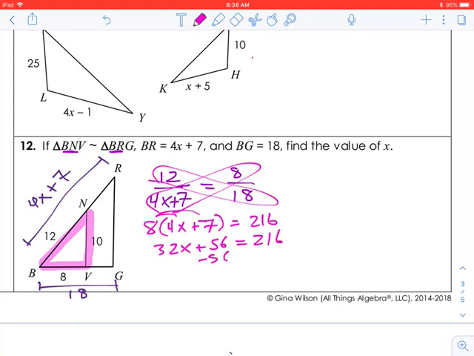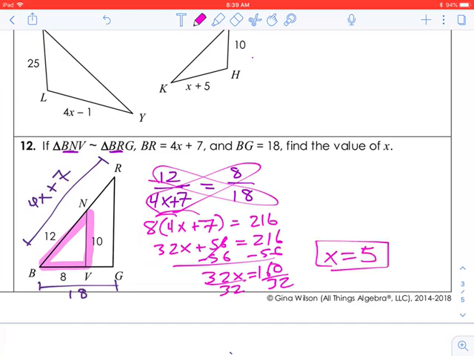Now we can go ahead and solve for x. So I subtract 56 from both sides. 216 minus 56 is going to be 160. And that looks like it's going to come out nicely, but I'm not really sure without a calculator. So 160 divided by 32 is 5. And there's our x value.